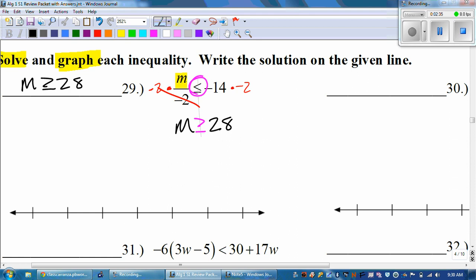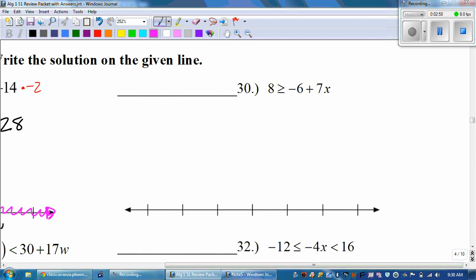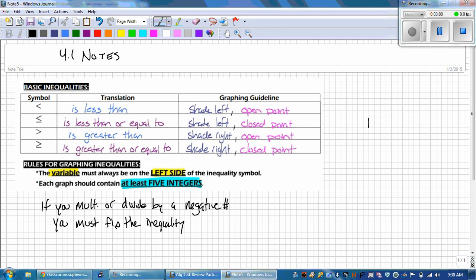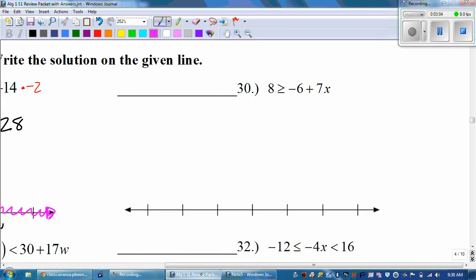And now on the bottom, we have to graph this. Are we open or closed? Okay, we should be closed. And then we're going to shade to the right because it's greater. Okay. And remember, all that stuff is what I'm getting from right here.